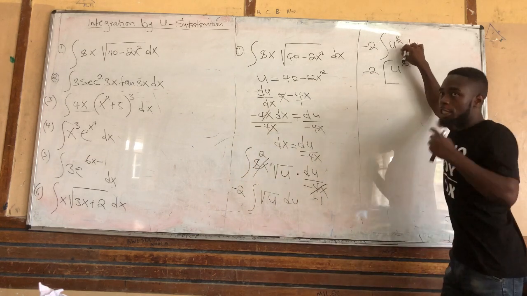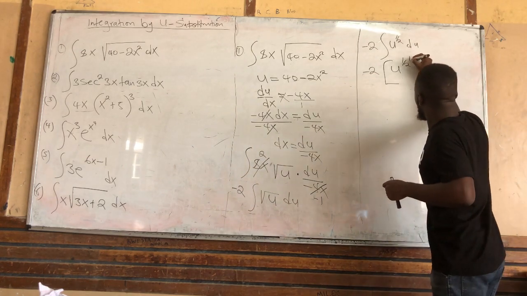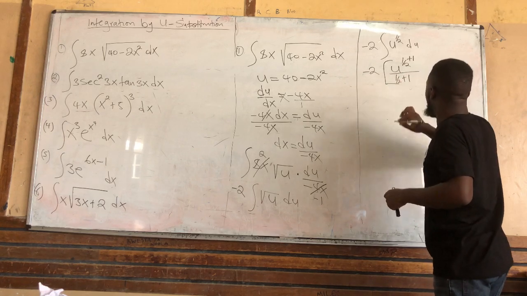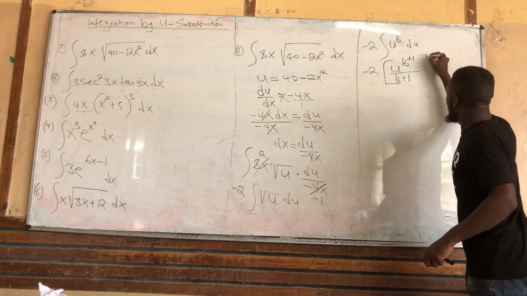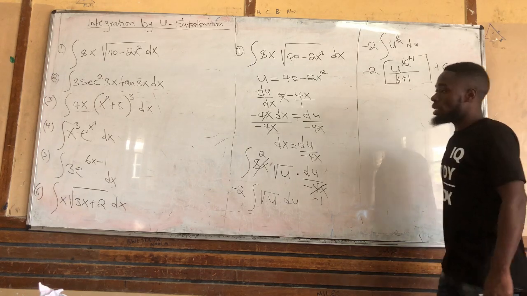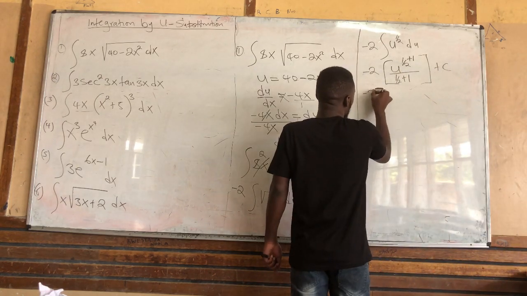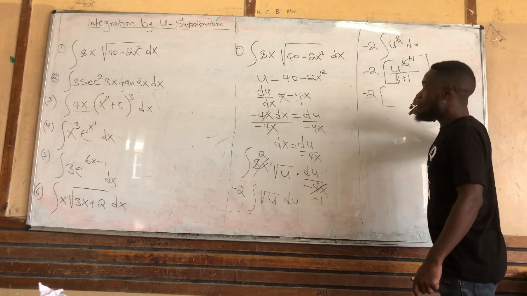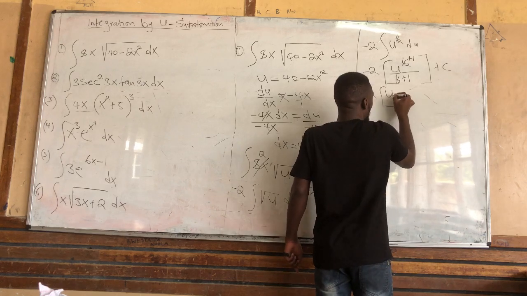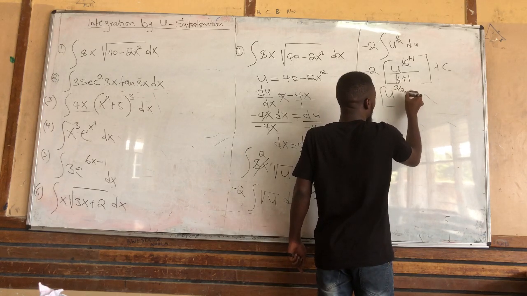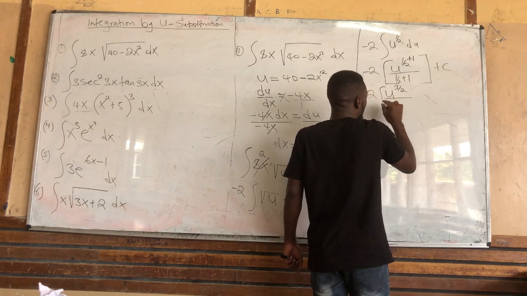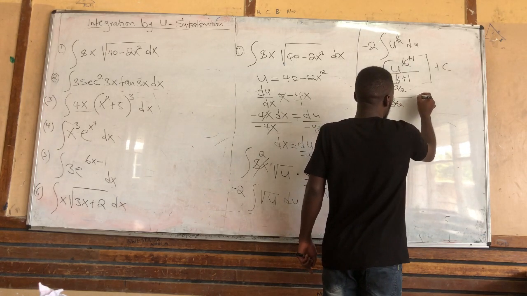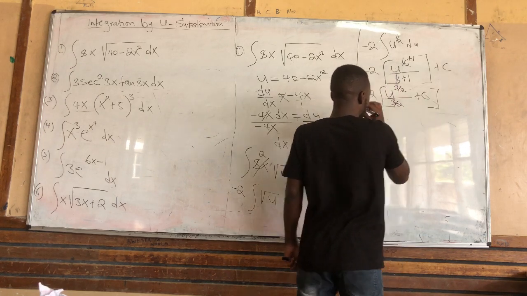Because we are integrating, meaning we are increasing, we have to add 1 to the power, and again over the same thing, half plus 1 here. Plus c there. So this one will be negative 2. What is u to the power half plus 1? It is u to the power 3 over 2, over 3 over 2, plus c here. Okay? So what's next?